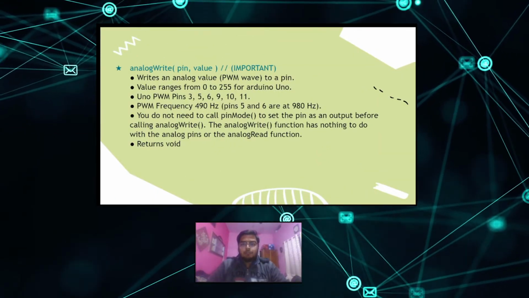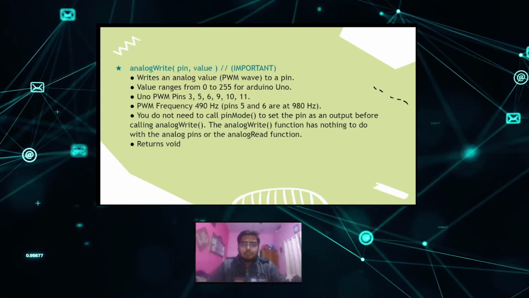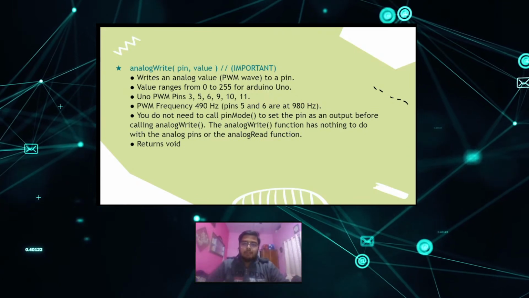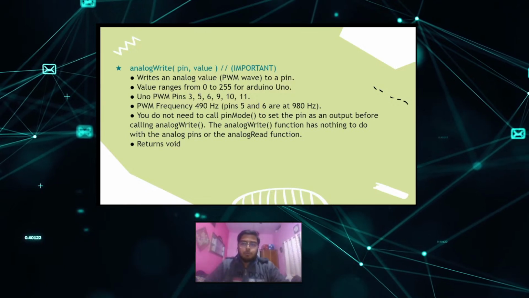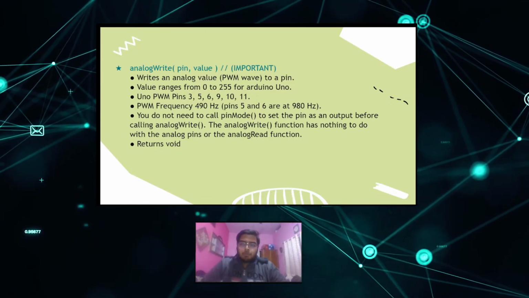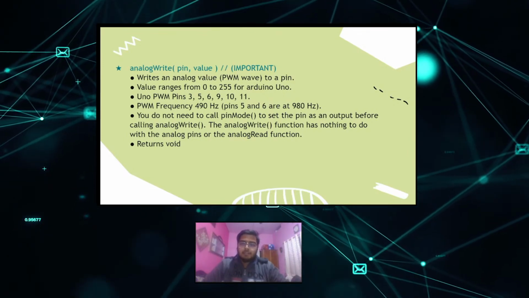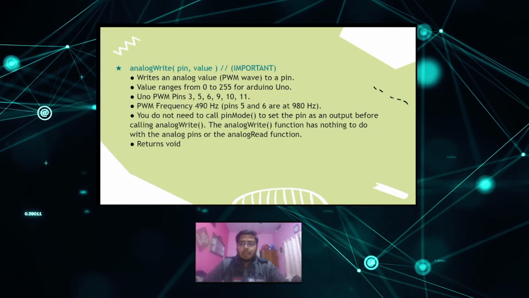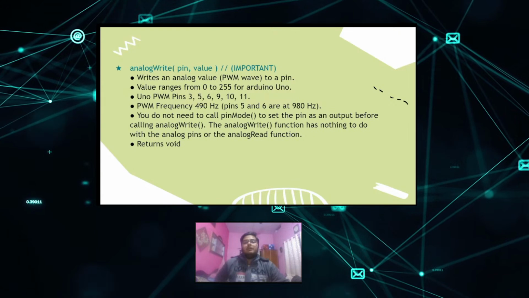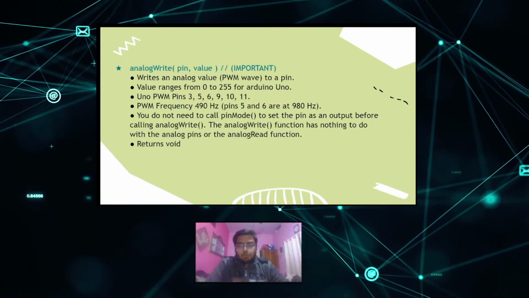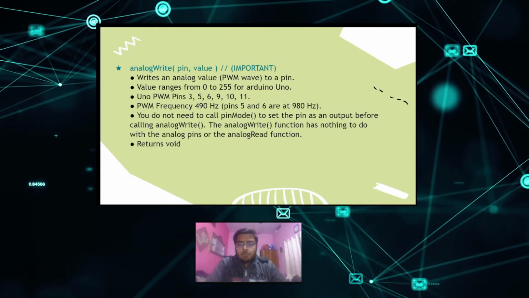Second is the analogWrite function. It writes an analog value, that is a PWM or pulse width modulation wave, to a pin. It takes two parameters. First is the pin number, and in the Arduino Uno board pins 3, 5, 6, 9, 10 and 11 are the pins with PWM mode, and second is the value that has to be assigned to that pin, and this value ranges from 0 to 255. The return type of this function is void.